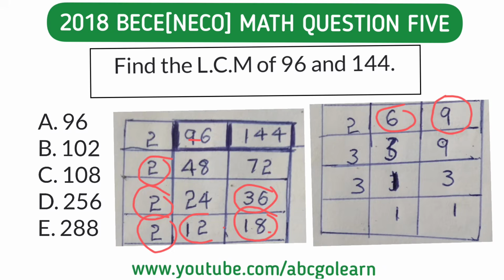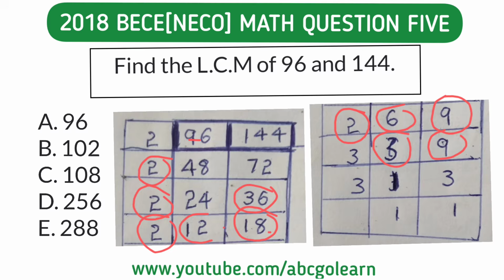I will not stop there. I will divide this by 2 also, because I know 2 can still go. So if I divide this 6 by 2, it will give me 3. If I divide this same 9 by 2, it will give me 9, because 2 can't go into 9. So I will leave it like that. I will not divide it at all.